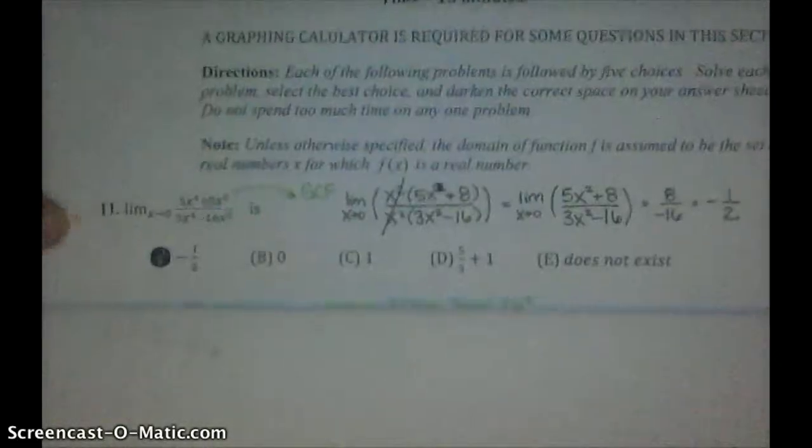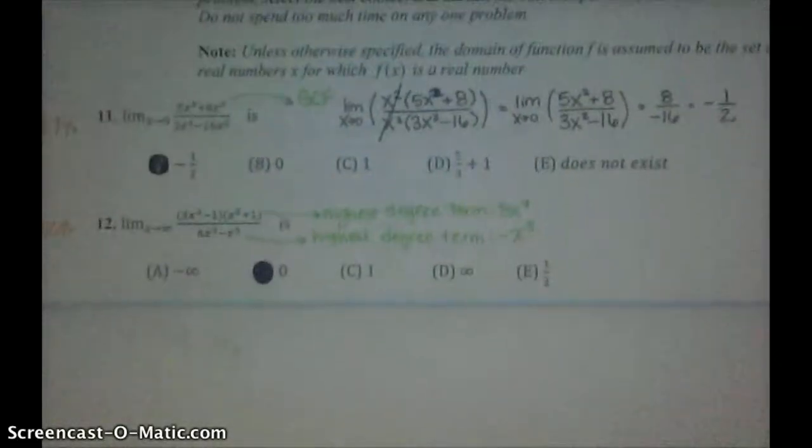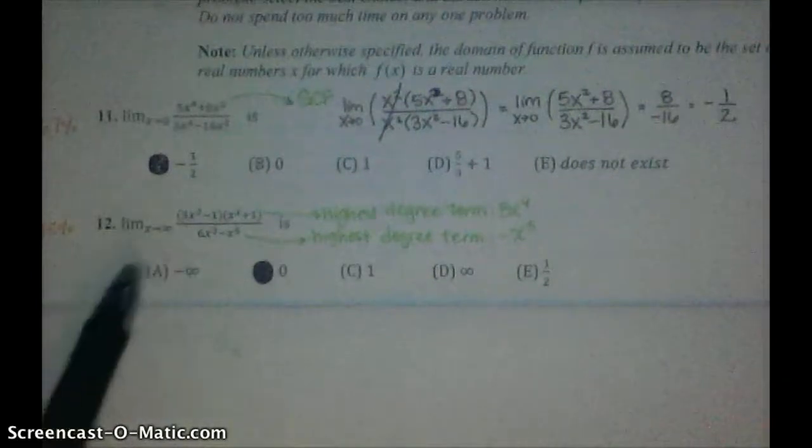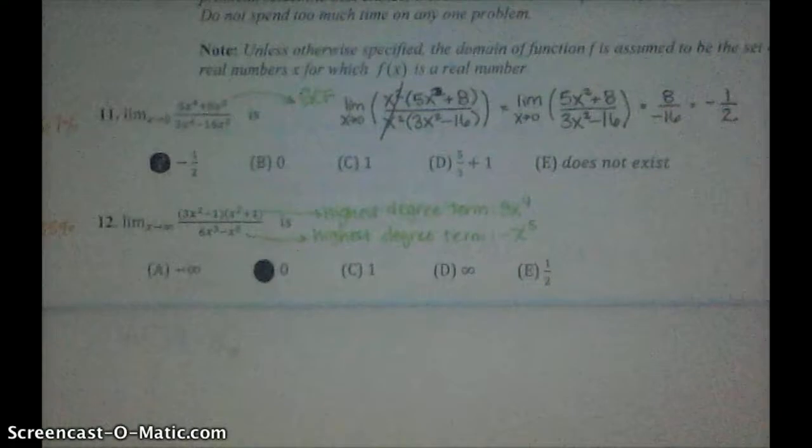Okay, moving on to question number 12. This was another question where you could do this in your calculator. Sorry, you can't do this in your calculator because the numbers are getting really big. You're going towards infinity. You can do this just by looking at it. You don't need to do too much algebra.